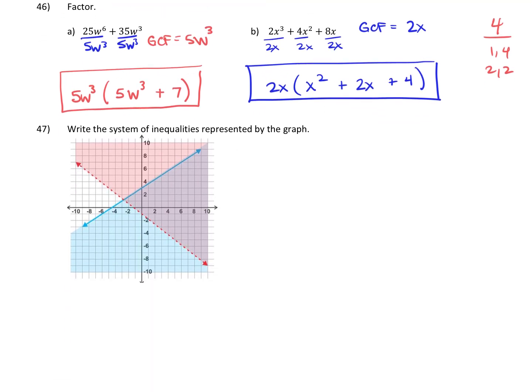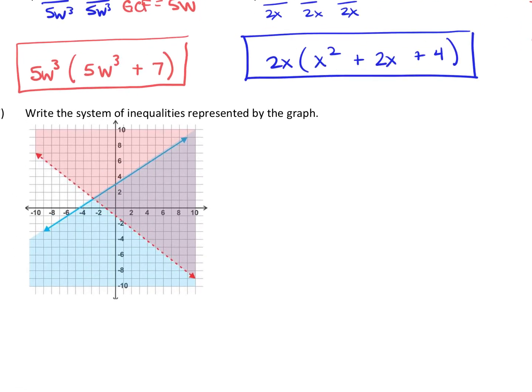Okay. Number 47, write the system of inequalities represented by the graph. Okay, so I see two lines. One has a solid line, one is a dotted line. What we're going to do is we're going to write the equations for both lines, identify slopes and y-intercepts, and then based on where the shading is, we will have, instead of y equals, we'll have inequalities. So is y greater than or is y less than? But why don't we start by identifying the slopes and the y-intercepts?